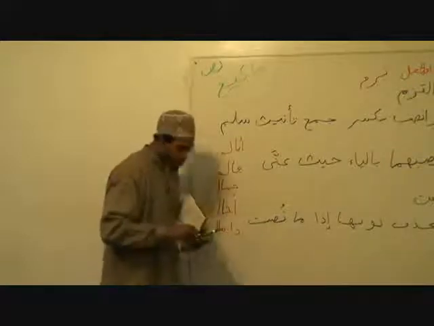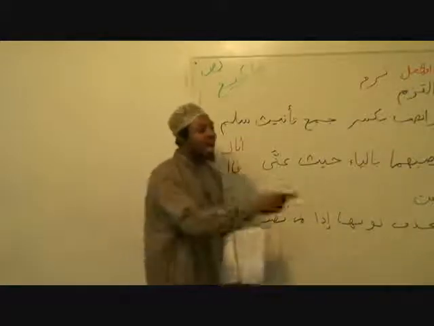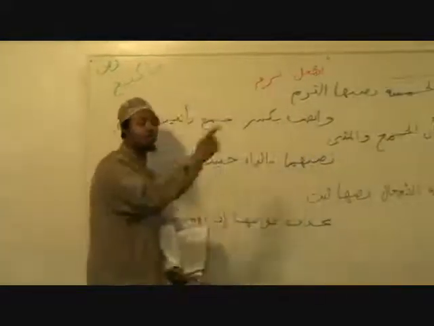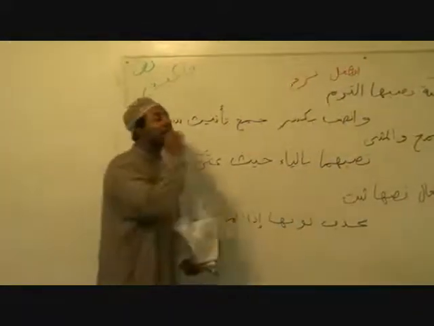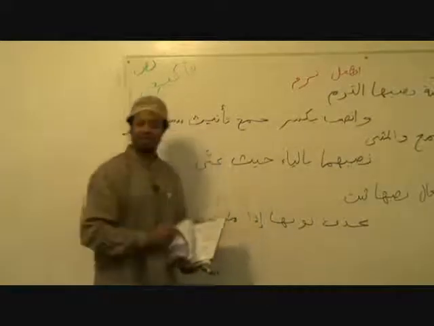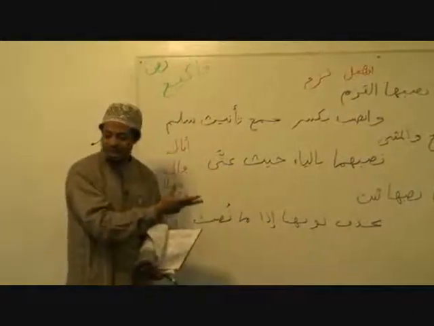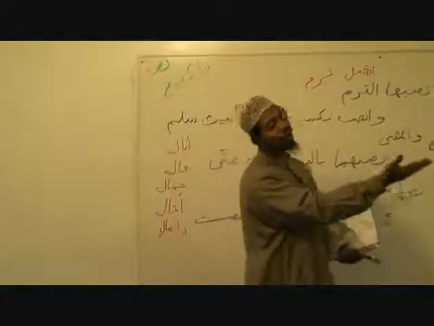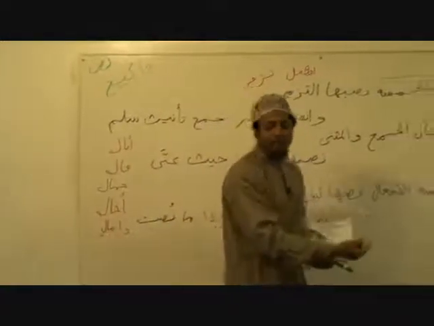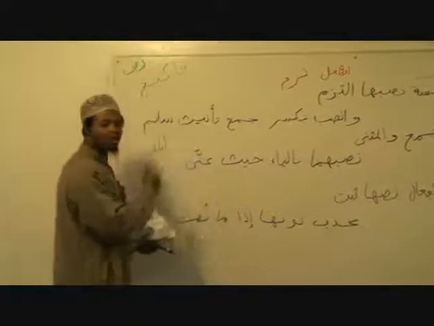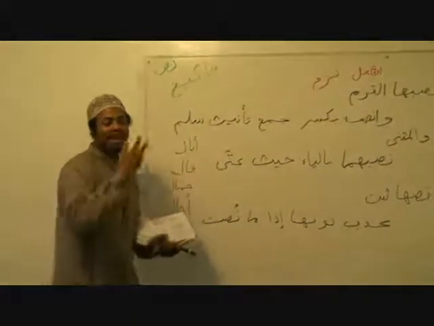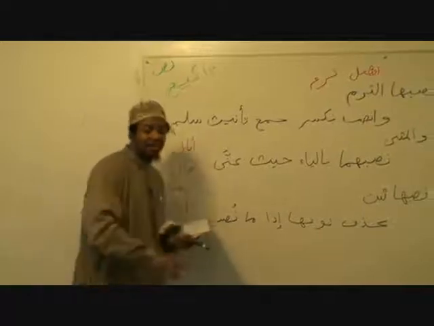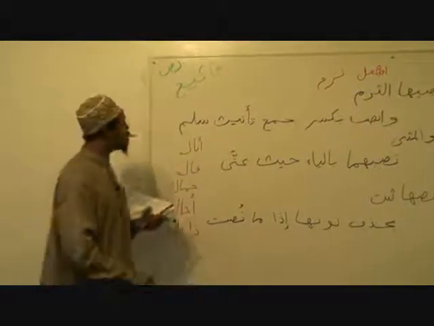So in raf', ja'a abuk, ja'a hamuk, ja'a fuk. You're running your mouth. Or ja'a dhu malin, the one that has money. But here, when it's nasb, it's going to be acted upon. Nasb shows itself when it's acted upon.